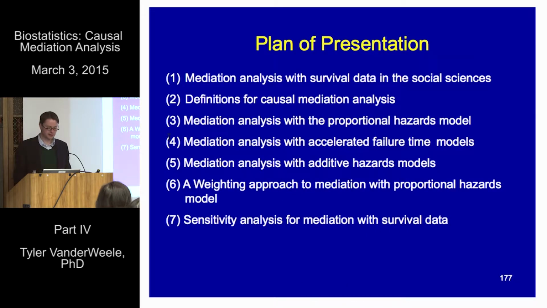We'll cover a couple of additional topics as well. We'll start with some of the early literature in the social sciences. We'll talk about different scales on which we might do mediation analysis with time to event data. We'll talk about the proportional hazards and accelerated failure time models, and an alternative that's been developed in the mediation context using additive hazard models. We'll talk a little bit about a weighting approach to mediation analysis using proportional hazards models with a common outcome, and we'll briefly mention sensitivity analysis for mediation. But it's all going to look pretty much the same as we had before.